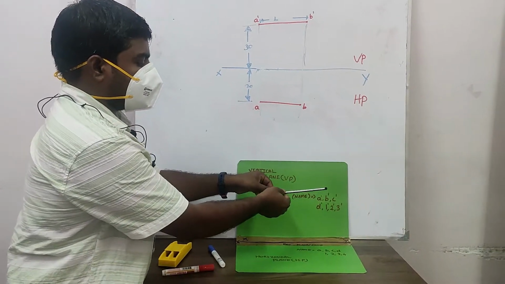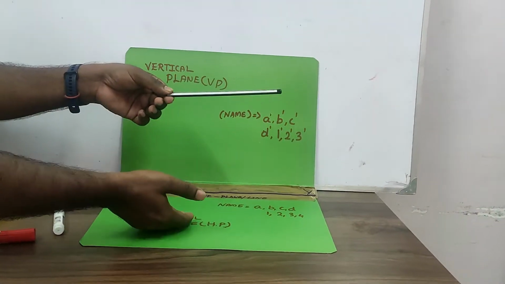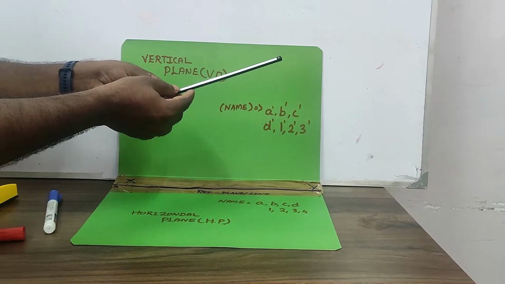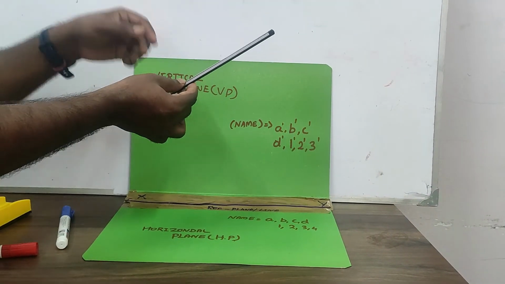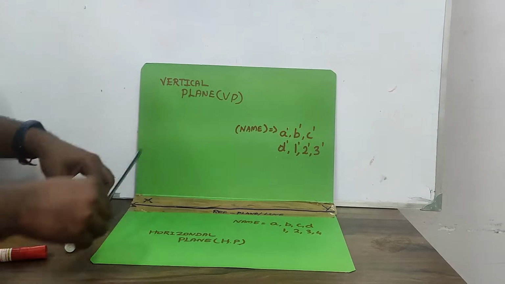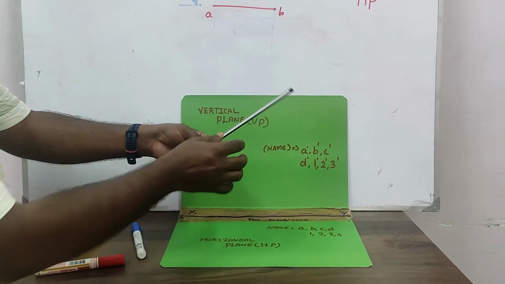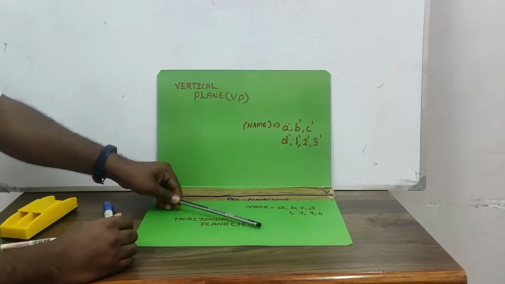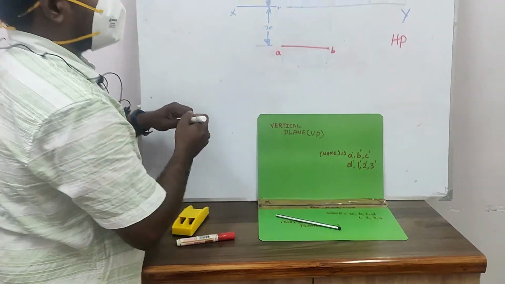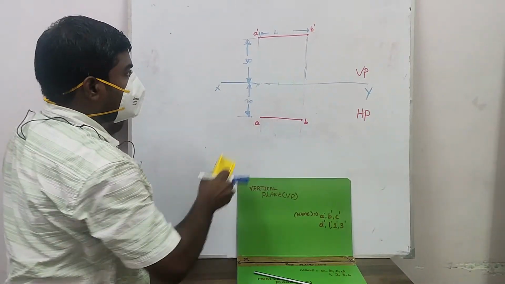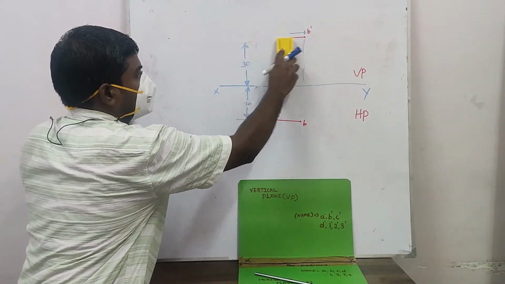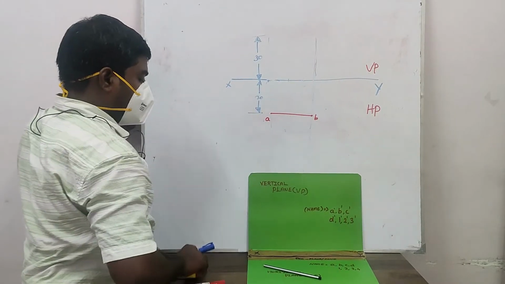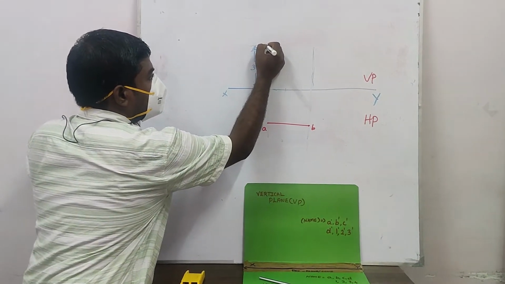Now case 2: if it has any angle of inclination with respect to HP, let us say 45 degrees. How is it going to look? In the front view, you can see the angle of inclination. So in the front view only you can put it. What I will do: this is the initial case, but now it's going to have some angle of inclination. So up to this, I will mark.